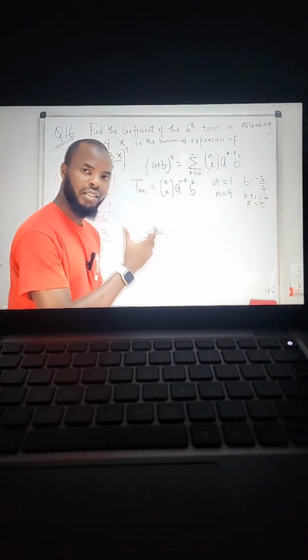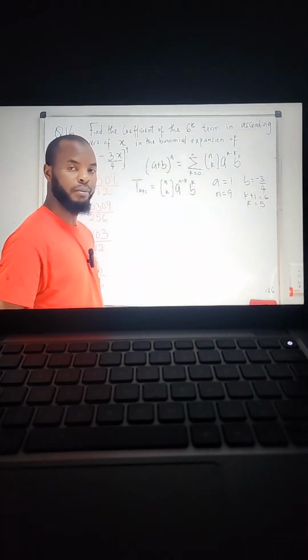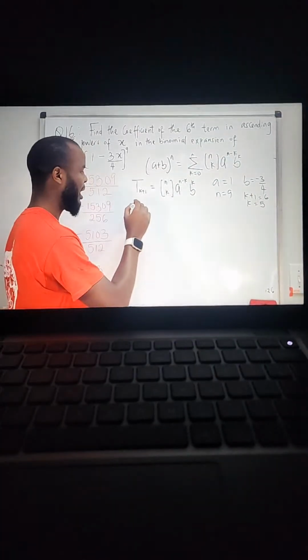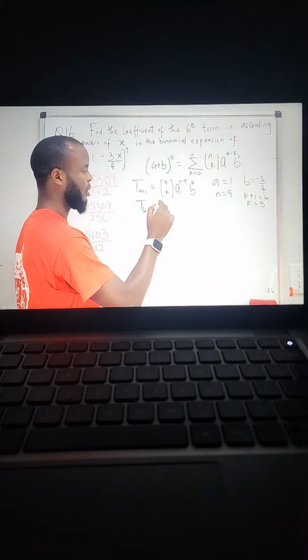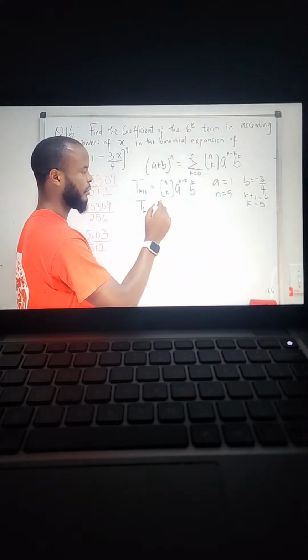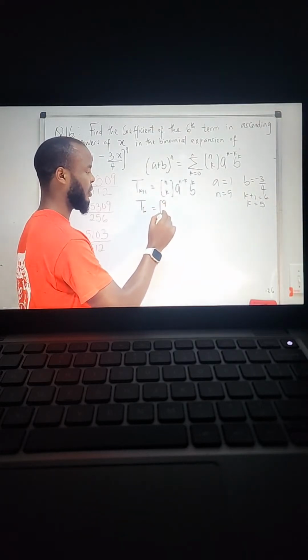Now let's plug these values into the given equation. Here we have T k plus 1, which is the same thing as T6, equal to n choose k, where n is 9 and k is 5.